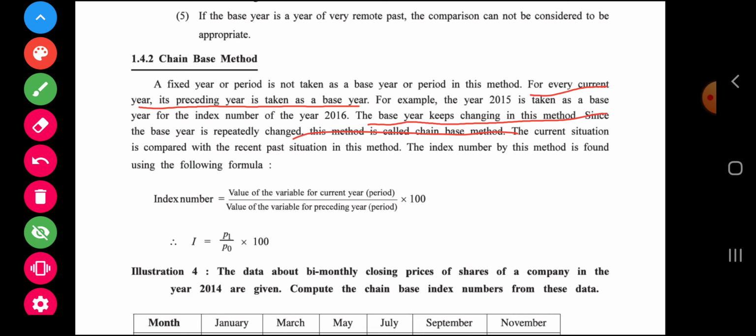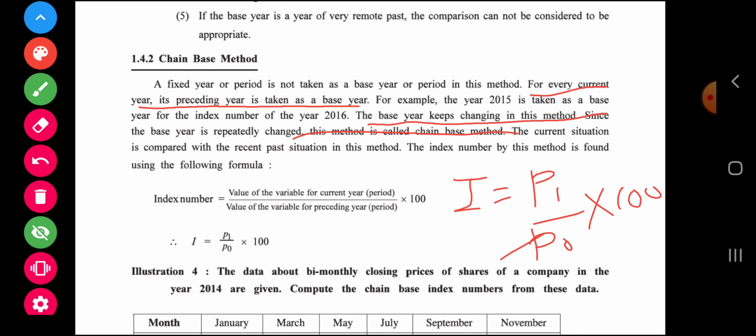Now the formula of index is same. I is equal to P1 upon P0 multiplied by 100, what we discussed in the earlier example. But here P0 changes. P1 again remains same. P1 means price of current year, P0 means price of base year, but here base year is taken as previous year.